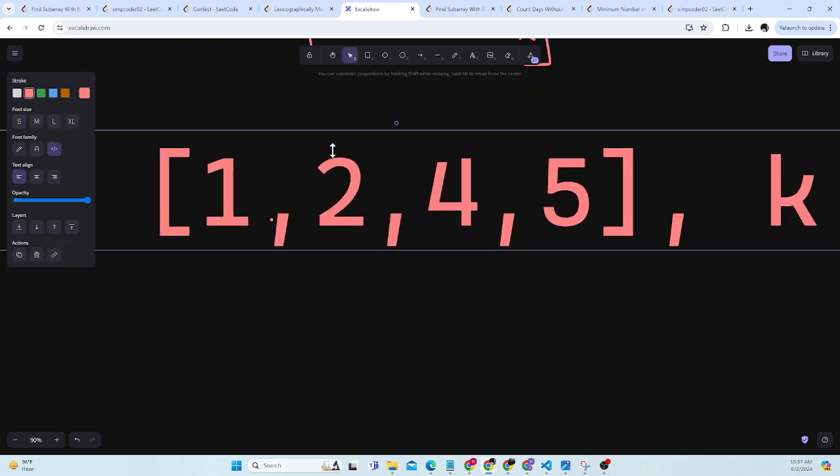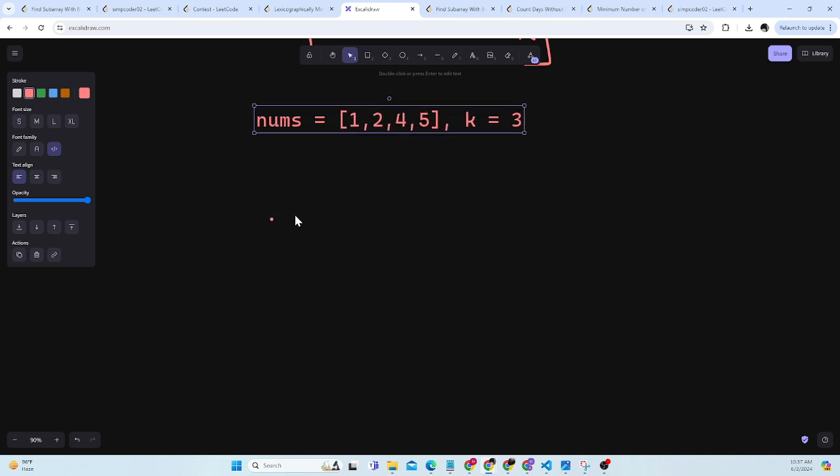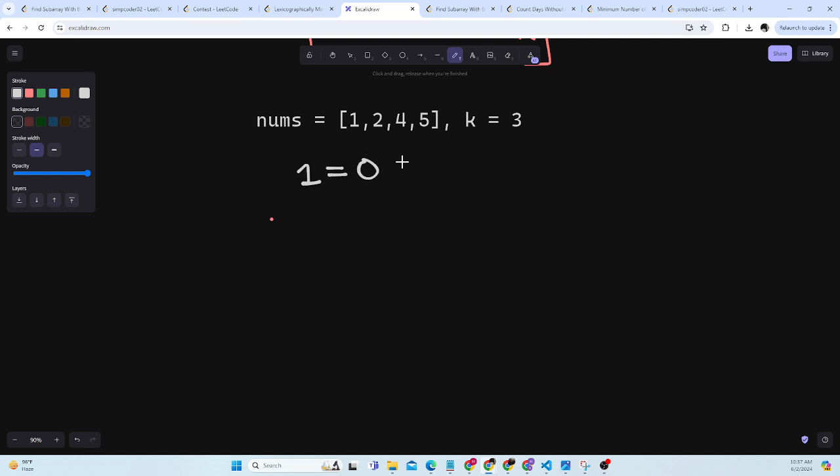So we have this. Let's say we have this. If we write the elements in this order, let's say we have 1. So 1 is basically 0, 0, 1. 2 is basically 0, 1, 0. 4 is basically 1, 0, 0. And 5 is 1, 0, 1.